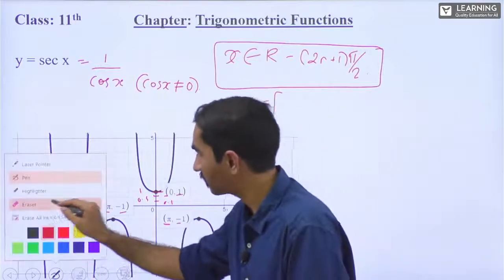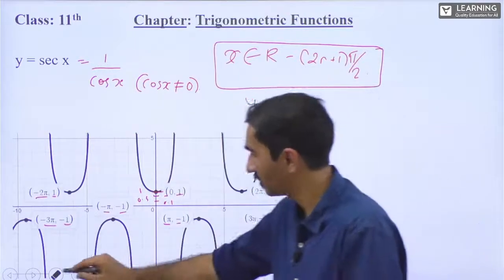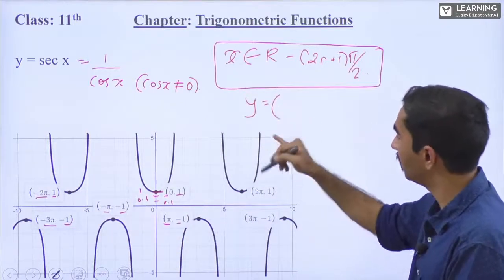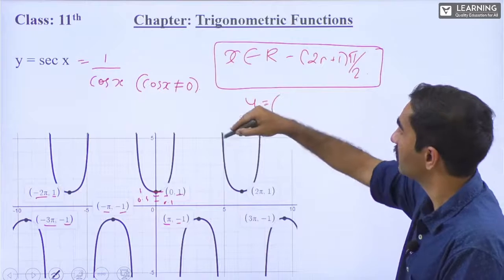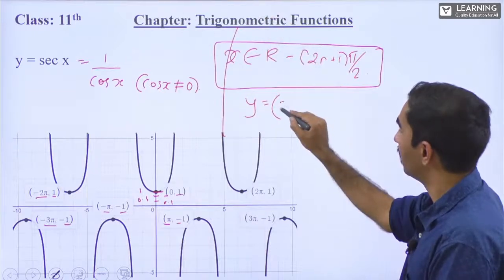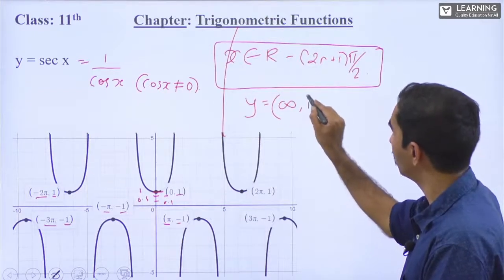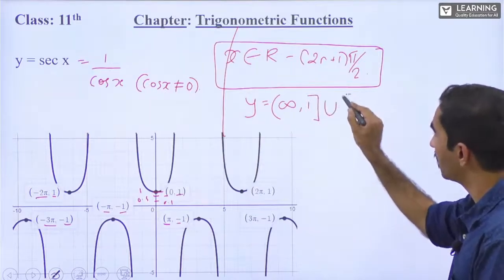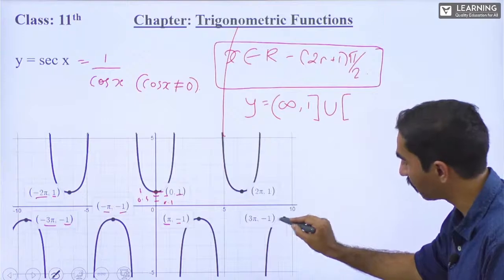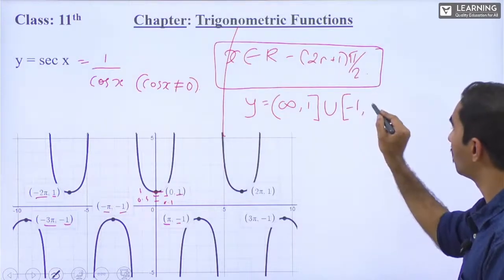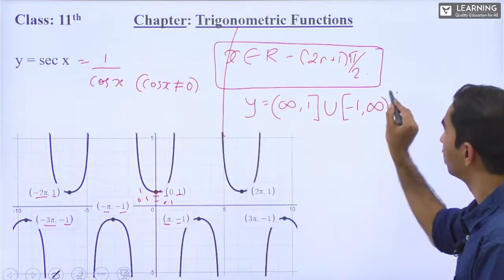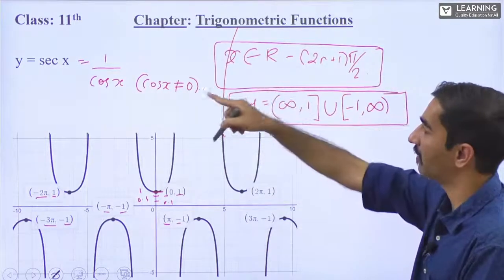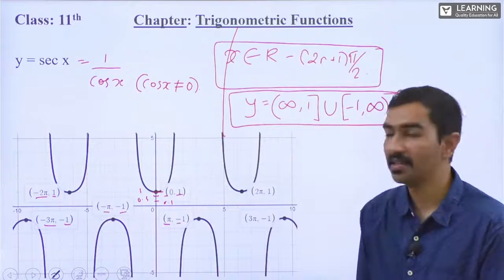So here what we can write is, we can write open bracket. Why open bracket? We don't know which is the highest value here. It is going infinitely, right? Minus infinity to 1 square bracket or closed bracket, union again square bracket. It is again starting from minus 1. Minus 1 comma infinity. So this will be our range for the graph y is equal to secant x.